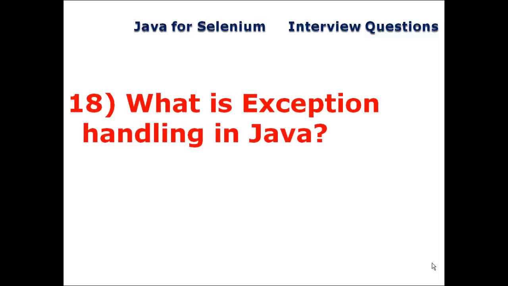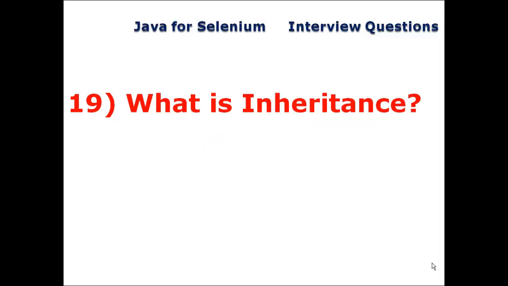Next, what is exception handling in Java? An exception is an event which occurs during execution of a program. Exception handling is mechanism to handle exceptions. Next, what is inheritance? It is a process of inheriting, reusing the class members, variables and methods from one class to another class is called inheritance.